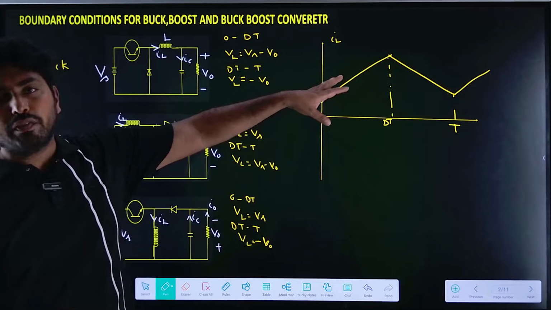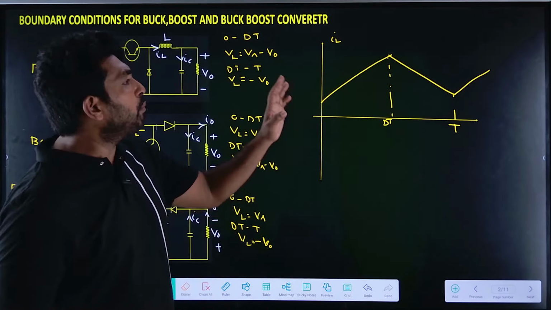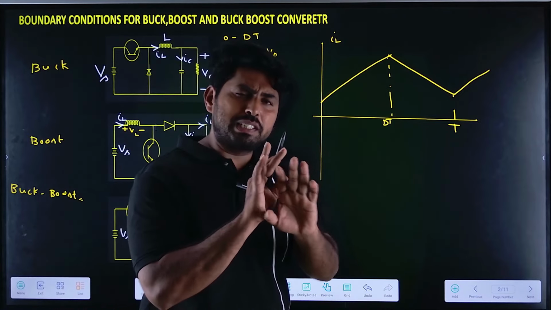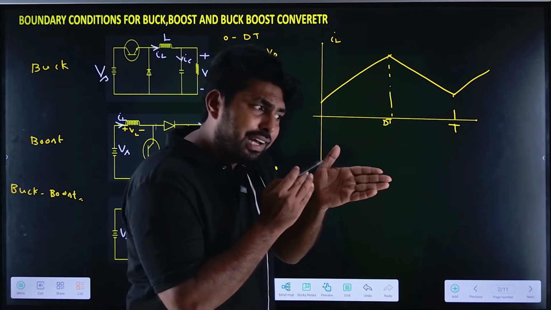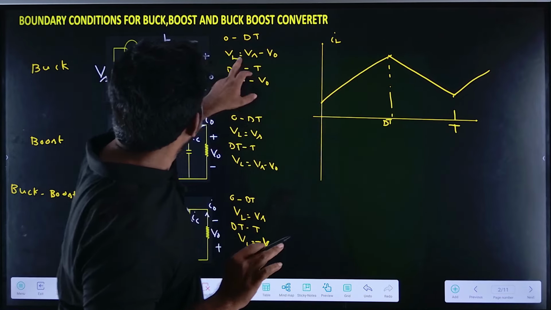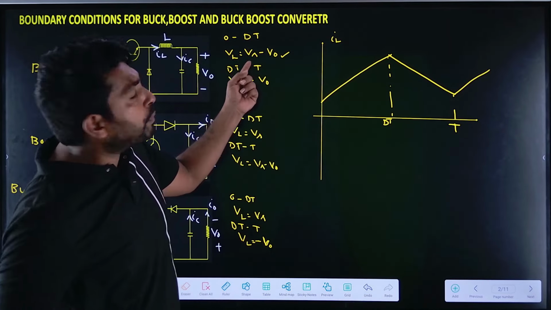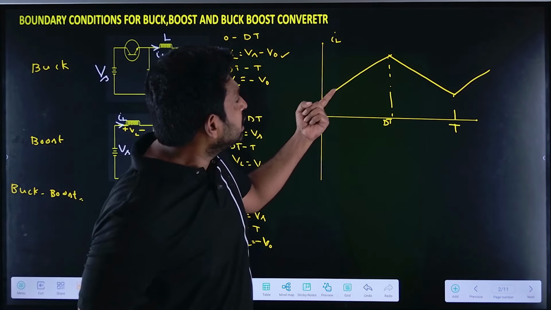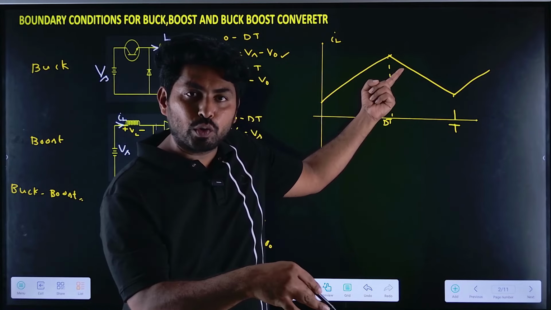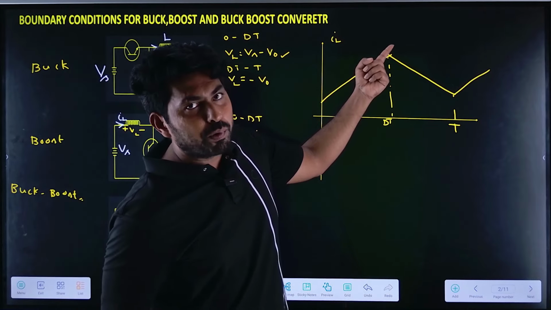To draw the IL waveform, we require these values. For all three converters, the nature of the waveform will be similar. From 0 to dT, the current will be increasing, and from dT to T, the current will be decreasing. In case of the buck converter, the slope is Vs minus V0 by L. That is a positive slope, because in the buck converter the output voltage is less than the input voltage, so Vs minus V0 is positive.